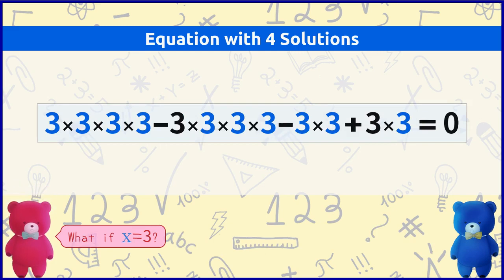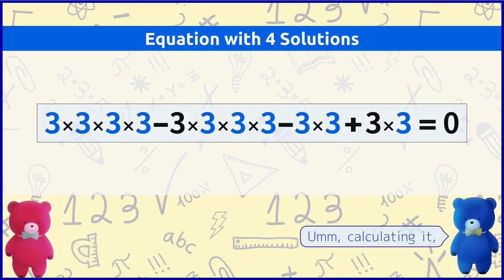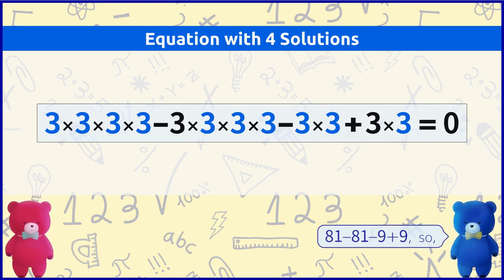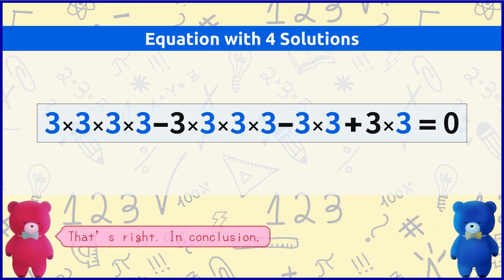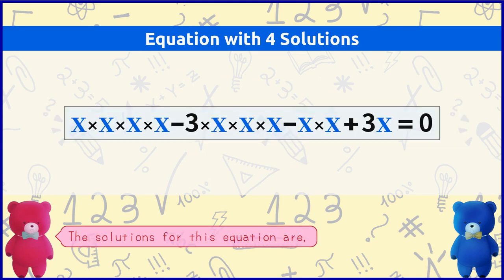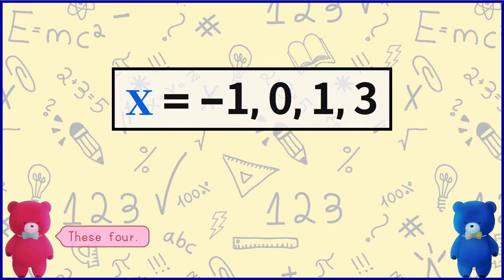What if x equals 3? I'm calculating it. 81 minus 81 minus plus, so. Oh, amazing. It exactly becomes 0 equals 0 again. That's right. In conclusion, the solutions for this equation are these 4.